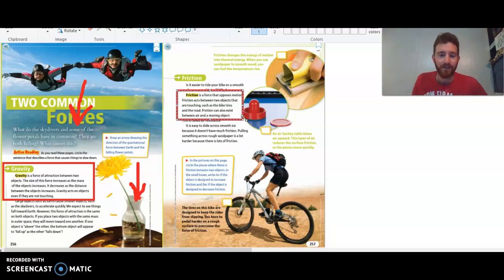It's called a contact force. Two objects that are touching are in contact. So sometimes we want to increase friction, and sometimes we want to decrease friction. Okay, it depends on how we're using it, but we use it all the time.